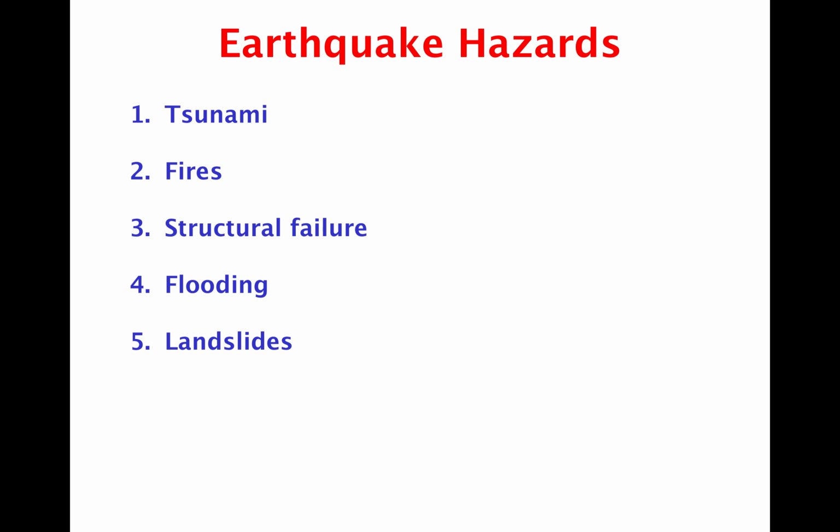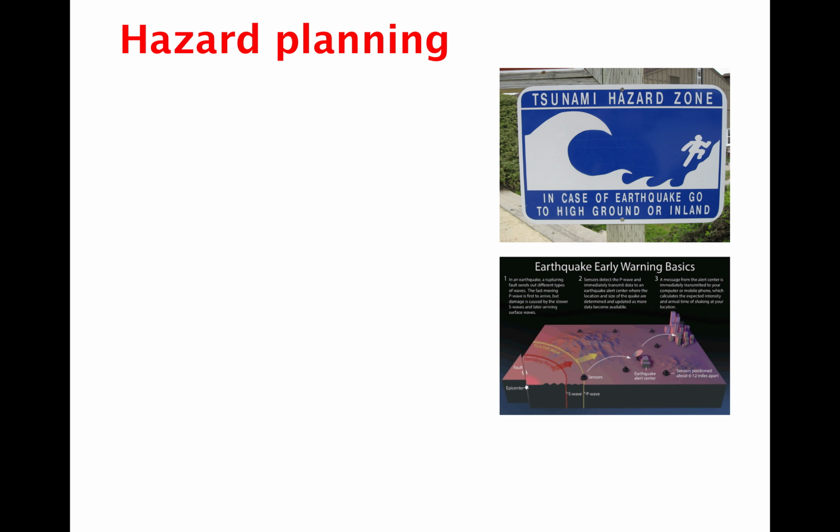Fires, a lot of times gas pipelines or electrical poles get damaged, creating a lot of fire hazards. Structural failure is the most visible: damaged houses, buildings, highways, and others. Flooding can also happen as a result of earthquakes, particularly from tsunamis. And landslides, if you are in a very mountainous region, such as the Himalayan region, because the earth shaking can cause a lot of landslides as well.